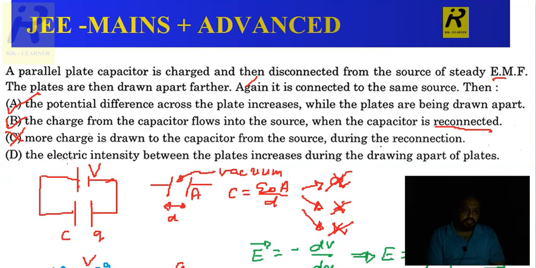And D, the electric intensity between the plates increases. Electric intensity means E. Between the plates it increases during the drawing apart of the plates. This is wrong. That means E remains unaltered, right? So only options A and B are correct, C and D are wrong.